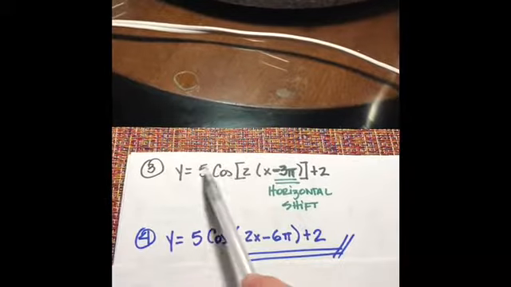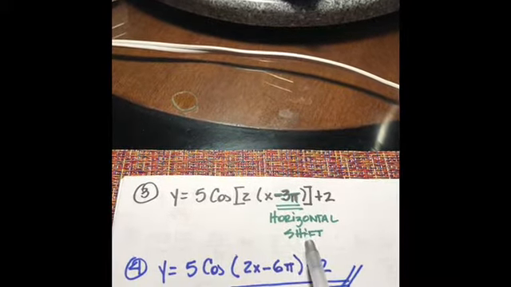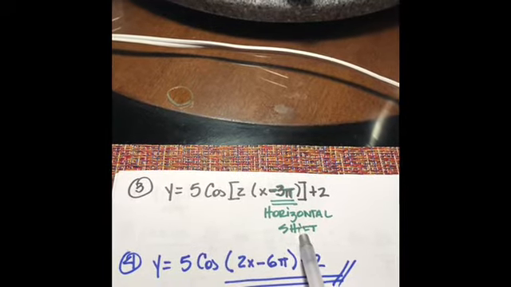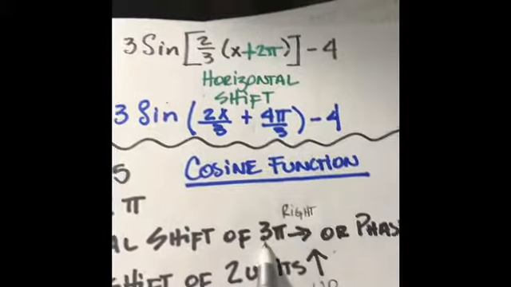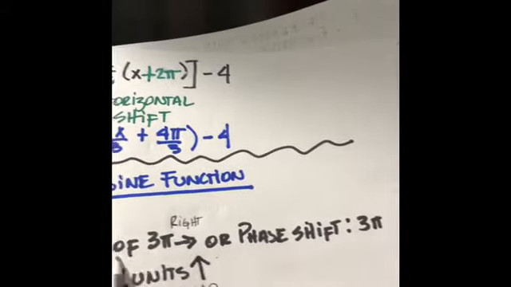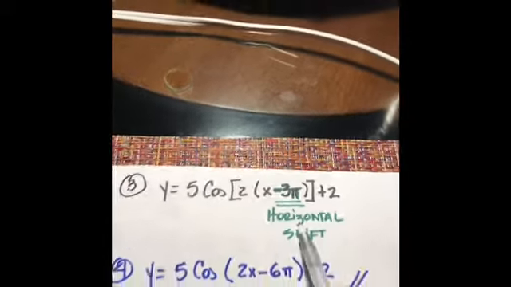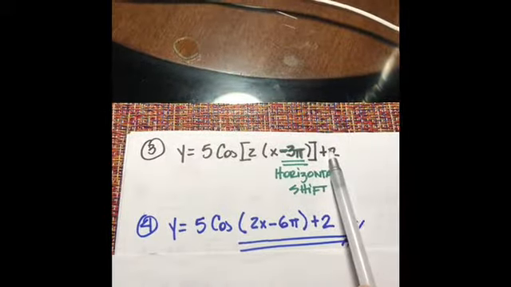y is equal to 5 cosine of 2 times x minus 3 pi, which was my horizontal movement. Remember that they were telling me here that the graph was going to be shifted 3 pi units to the right, or with a phase shift of 3 pi. Okay? So if it goes to the right, that is going to be represented as a negative sign in the equation. So x minus 3 pi, which is my horizontal shift, plus 2, which was my vertical shift.